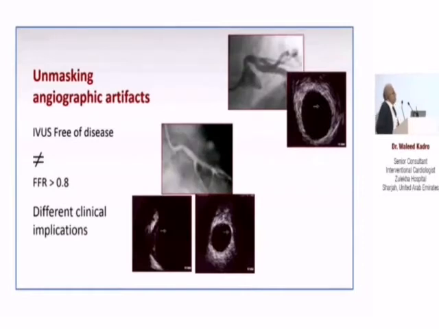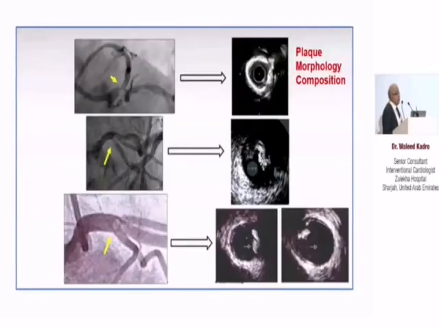Another benefit of the IVUS is assessing angiographic artifact. This is the origin of the left main, which goes upward and then makes an angle. This is not a left main disease. This is just an artifact, and by doing IVUS, there was no disease in the left main, and we prevented the patient from having either unnecessary intervention or going for unnecessary bypass surgery.